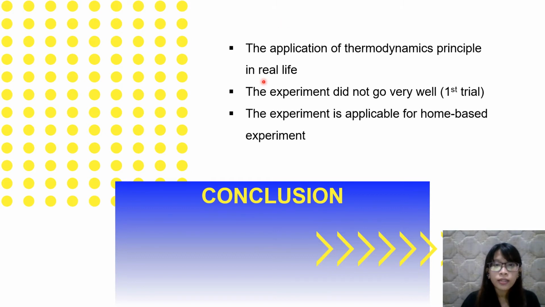And then the second one is the experiment did not go very well at the first trial, because when I tried to turn on the red light, it wouldn't turn on. I can conclude that there might be some error with the light, so it doesn't want to turn on. The last one is that the experiment is applicable for home-based experiment because it is simple to do.